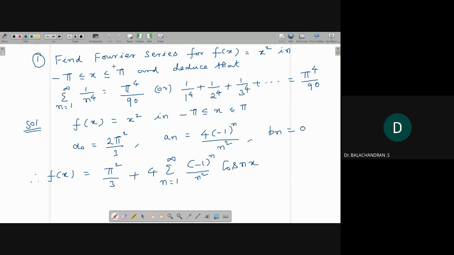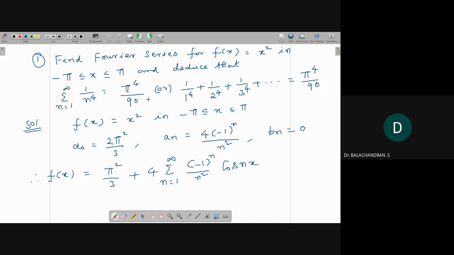Summation, three more series actually. Summation 1 by n square, summation minus 1 whole power n plus 1 by n square, summation n equal to 1 to infinity 1 by 2n minus 1. We derived three series. We also did that 1 by 1 square minus 1 by 2 square. So if they mix that series and this series, you should be a little bit careful.